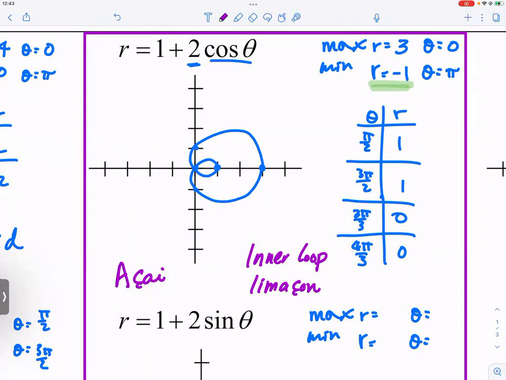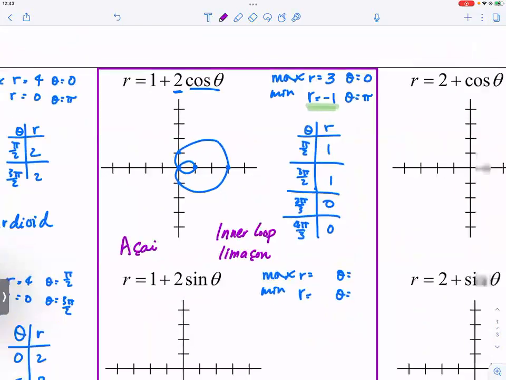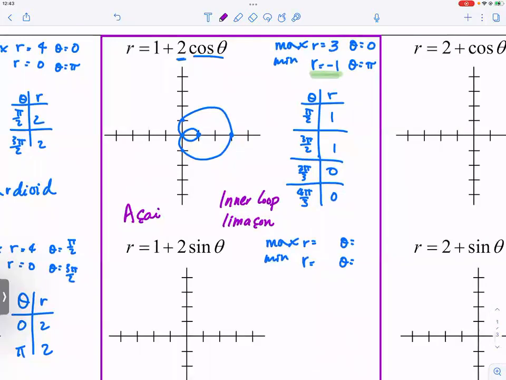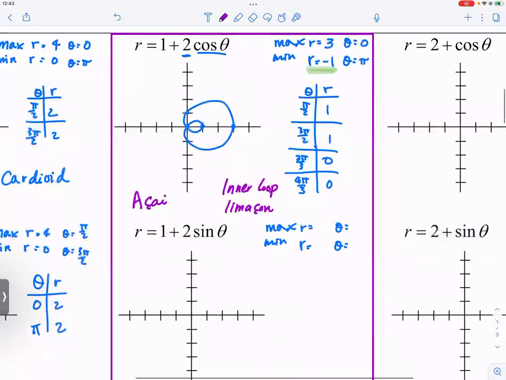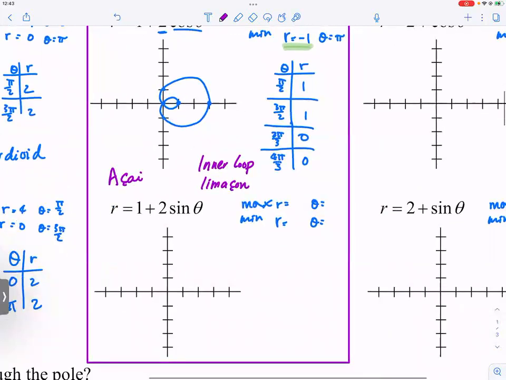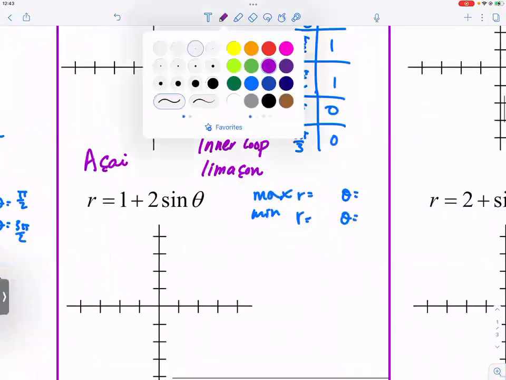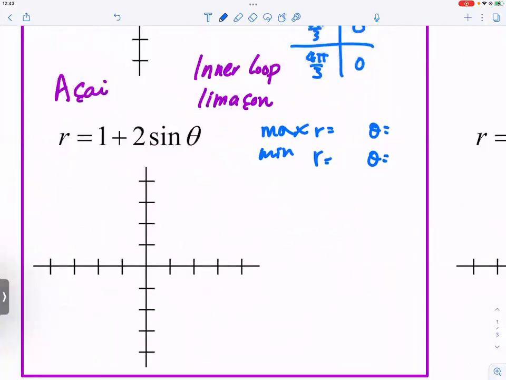And right here, we call this inner loop limaçon. Inner loop limaçon. So that's what's happening. Because of the appearance of a negative R value, you have this inner loop. And then for the sine function, down below, 1 plus 2 sine theta, the R value will be the greatest, at 3, when theta is equal to pi over 2. It's going to be -1 when it is 3 pi over 2. So we have something right here.